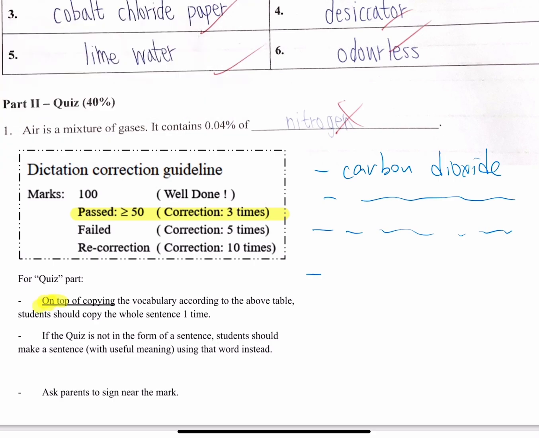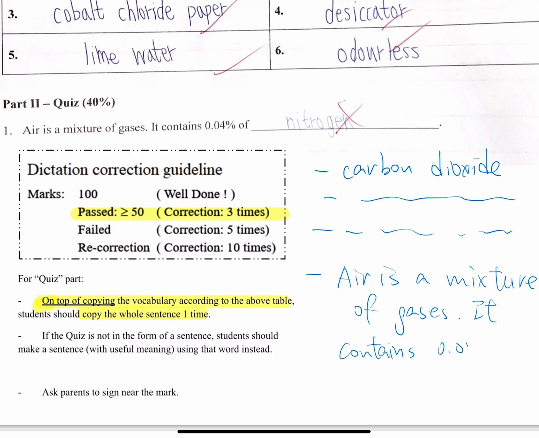As stated here, for the quiz part, on top of copying the vocab, copy the whole sentence 1 time. So that means I also need to write this just 1 time, no matter how many marks you got. Okay, it contains 0.04% of carbon dioxide. Okay, so basically that's it. So there are 2 parts that you need to do the corrections.